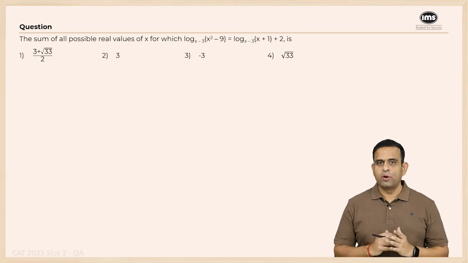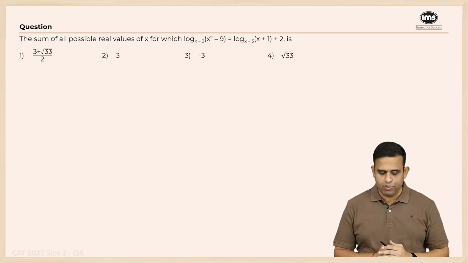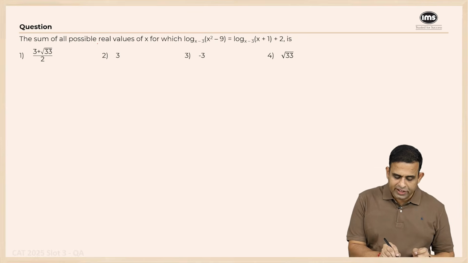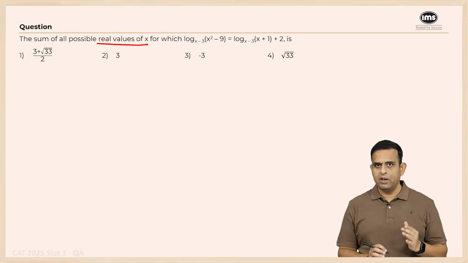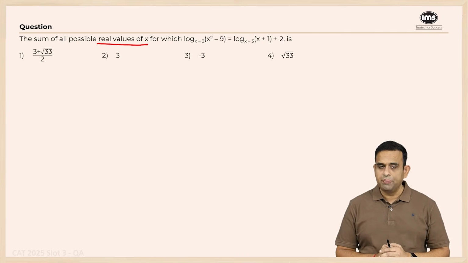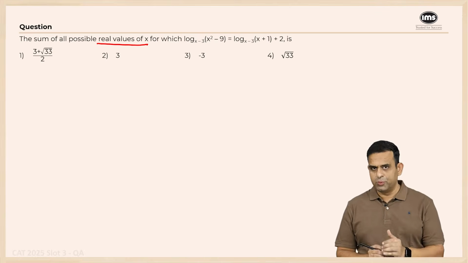The next sum happens to be on logarithms, and again we have to be very careful in all these kinds of problems. It says the sum of all possible real values of x. Again, very important term: real values and not imaginary values, for which log of x square minus 9 to the base x minus 3 is equal to log of x plus 1 to the base x minus 3, plus 2.